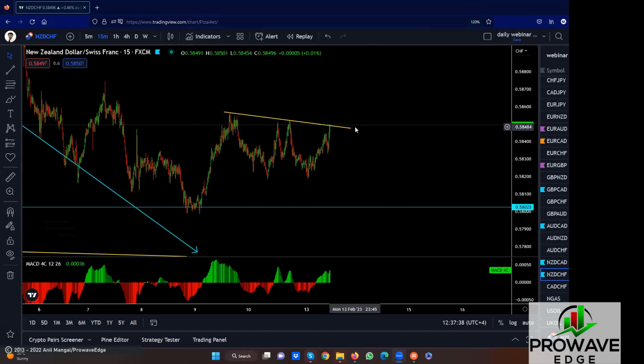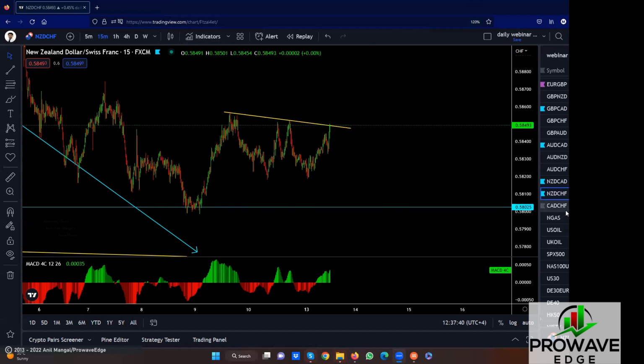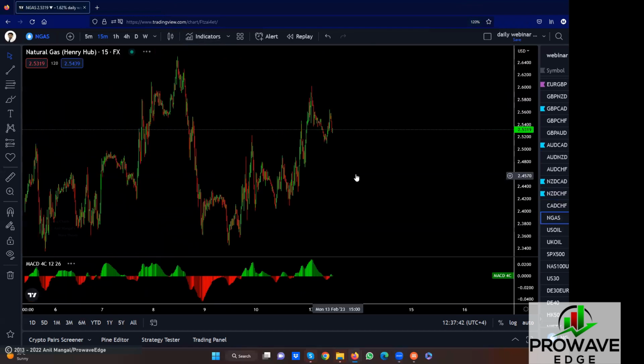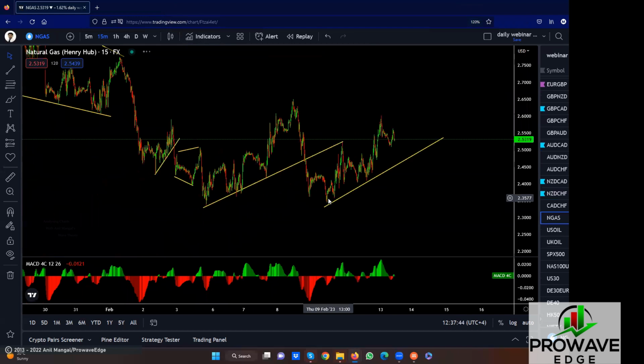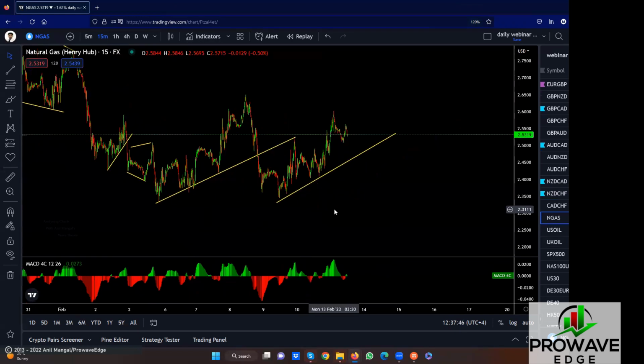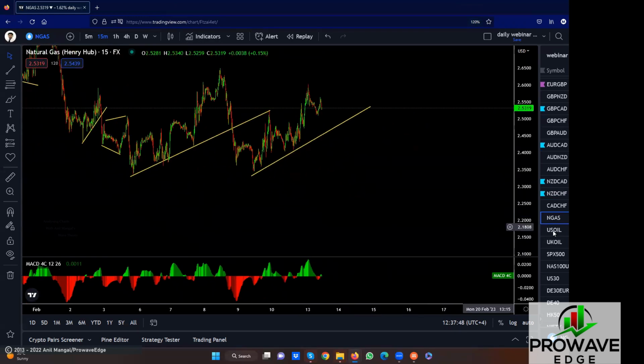Yeah, we're going to trade this up only when we get a flag. Catsus, we don't have anything. Natural gas, it's a sell setup, but don't take it. Just leave it for now.